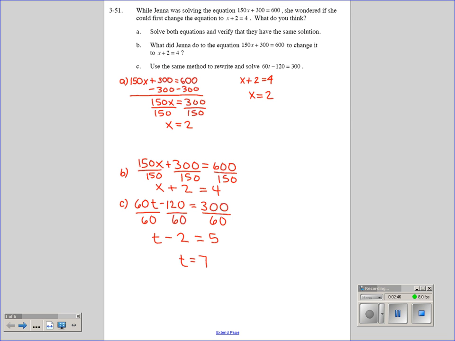Now, if we took 7 and plugged it back in to see if it made our original equation true, we can check it. So 60 times 7 minus 120 should equal 300. 60 times 7 would be 420. Minus 120 should still equal 300. And after we subtract, you'll see we get 300 equals 300, which is a true statement.